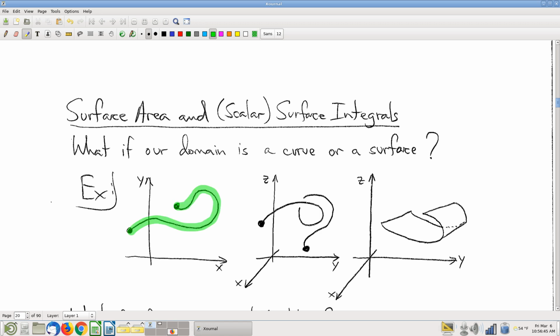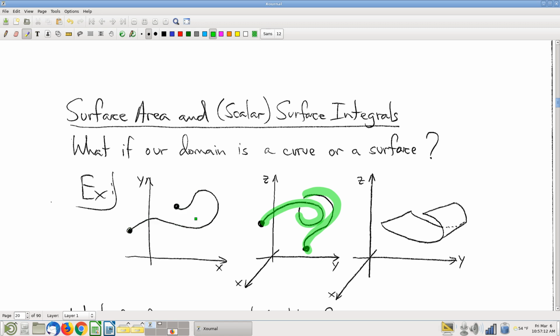Well, maybe you're trying to compute the mass of a bent wire, either in 2 dimensions or in 3 dimensions, right? Some bent wire. You want to compute the mass of it. Maybe you want to compute the center of mass. Maybe you want to compute the moment of inertia of some bent metal wire, like that. Right? Those are chop it up, add it up kind of questions.